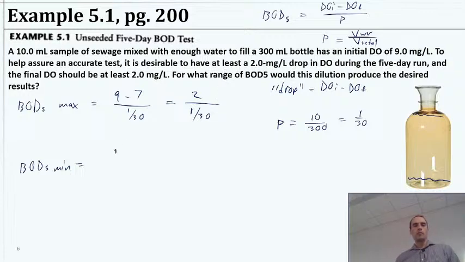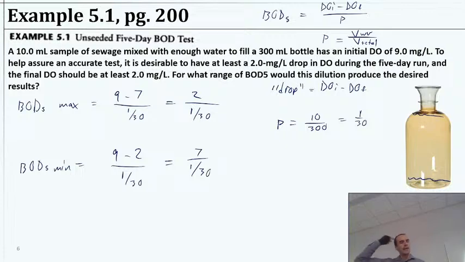The minimum should be 9 minus 2, because it was a minimum drop of 2. So this should be 7 over 1/30. Now I think I said that backwards, right? Because 9 minus 7, yes, that is a drop of 2, but that's only 2 was demanded.